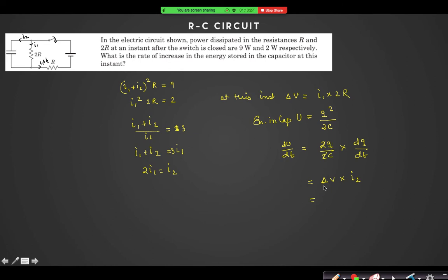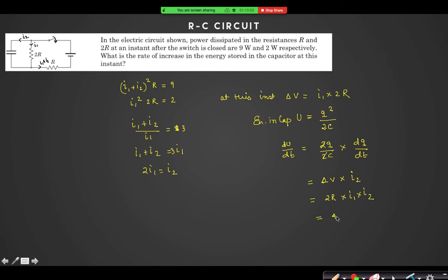what is q by c? It is delta v or not? Yes sir, Q by c is delta v. So I can use delta v is equal to I1 into 2R. So this is 2R into I1 into I2, yes, right? So I1 into I2, I can now say 2I1 is equal to I2, or I2 is equal to 2I1, right?